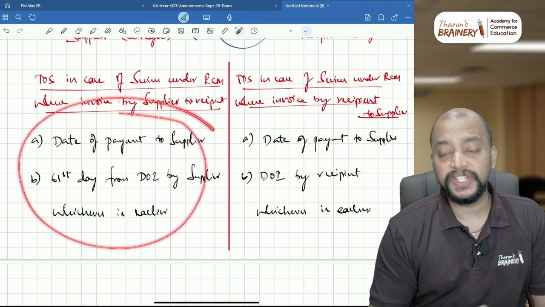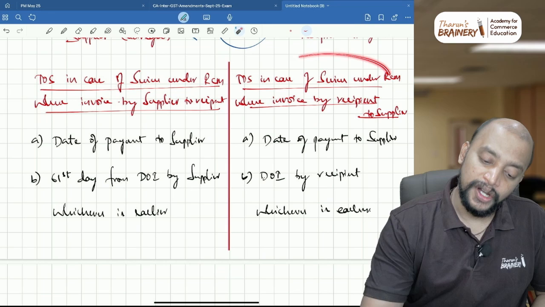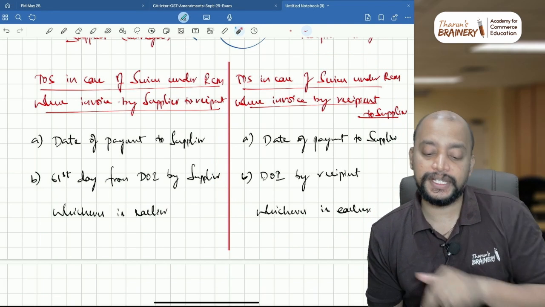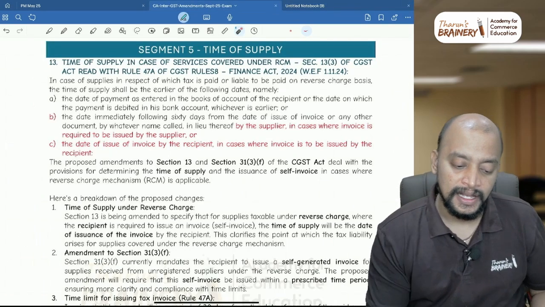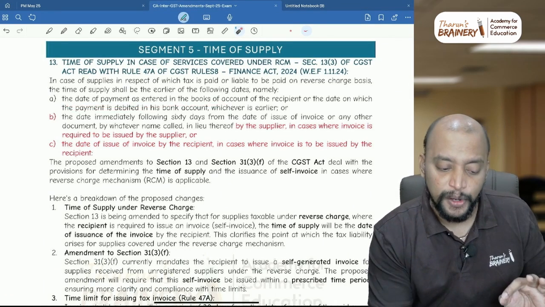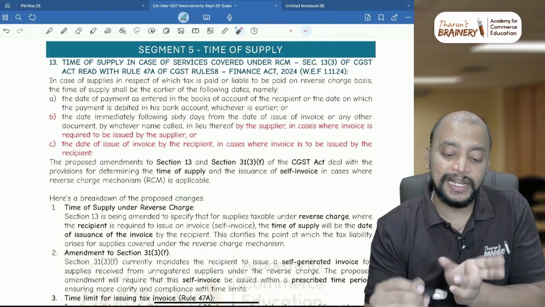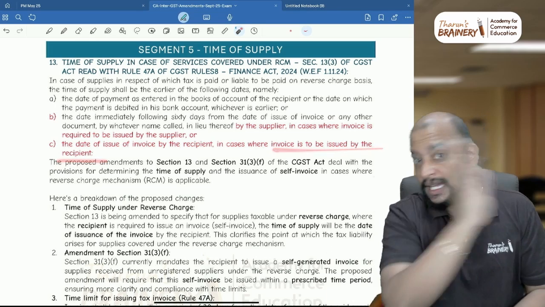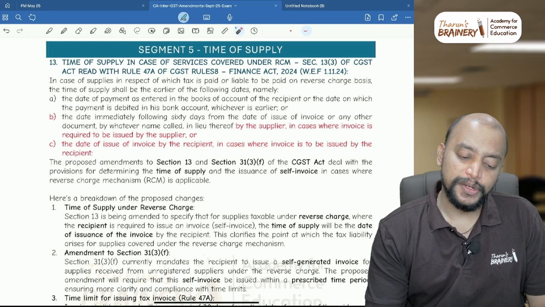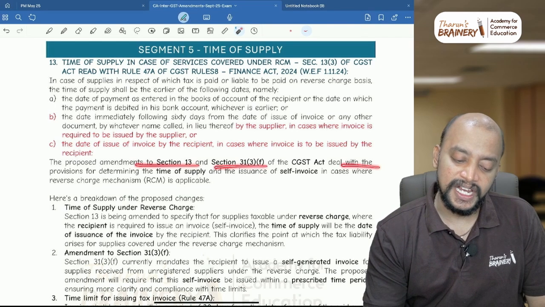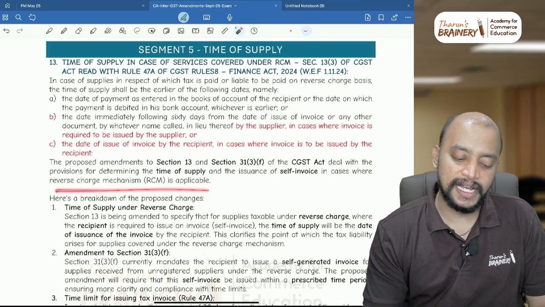This provision was there even before, but now they have added this because of the self invoice. Date of payment to supplier, or date of invoice by recipient. Date of payment is common, so point B will not come. Point C is the date of issuance of invoice by recipient where the invoice is to be issued by recipient. The proposed amendment to Section 13(3)(f) deals with the provisions for determining the time of supply for issuance of self invoice in case RCM is applicable.